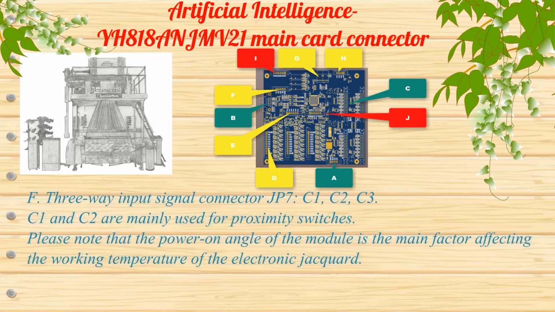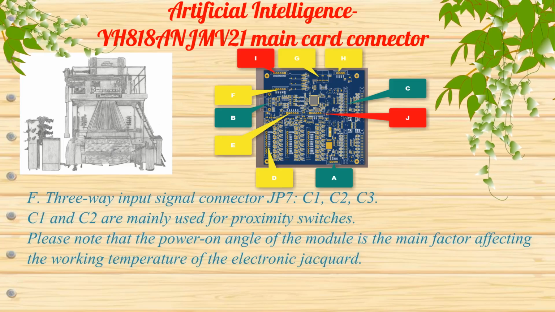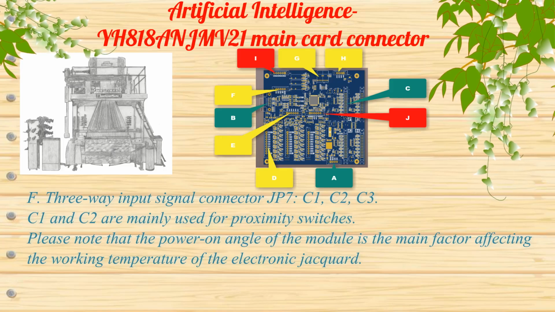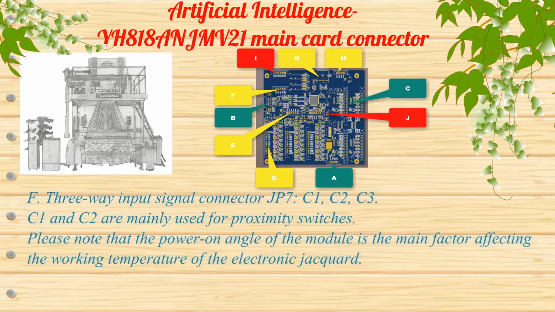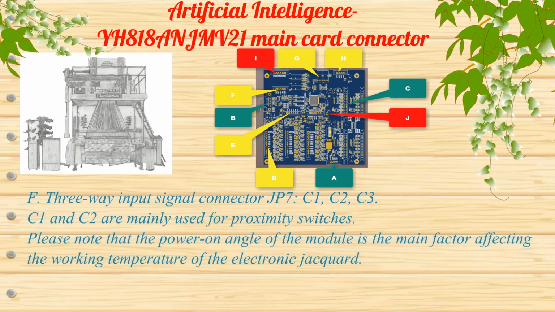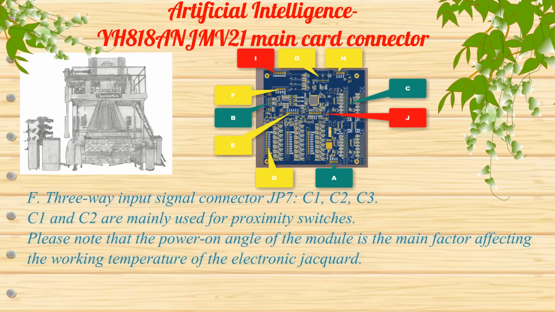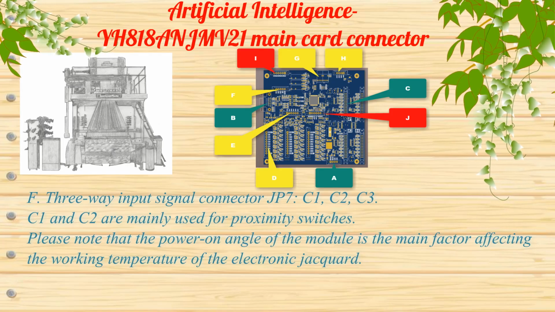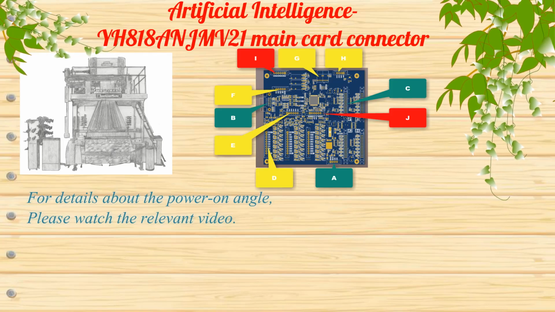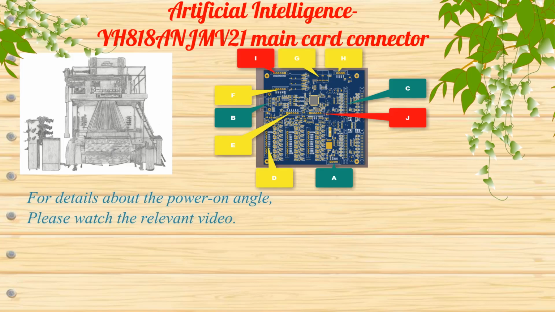F. Three-way input signal connector JP7. C1, C2, C3. C1 and C2 are mainly used for proximity switches. Please note that the power on angle of the module is the main factor affecting the working temperature of the electronic jacquard. For details about the power on angle, please watch the relevant video.